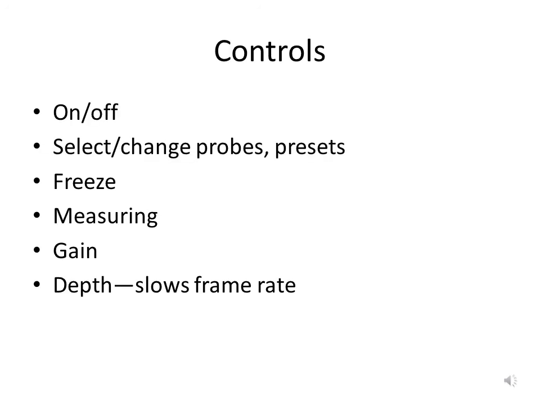The controls that you need to know for finding fluid are the on-off switch, how to select and change probes, looking at the presets and making sure that you are on the proper presets. Usually we use abdominal mode to look for fluid. You want to know how to freeze the frame. You may want to know how to measure the distance to the fluid and the amount of fluid. Changing the gain sometimes is helpful if you're having trouble seeing structures or having trouble seeing the fluid.